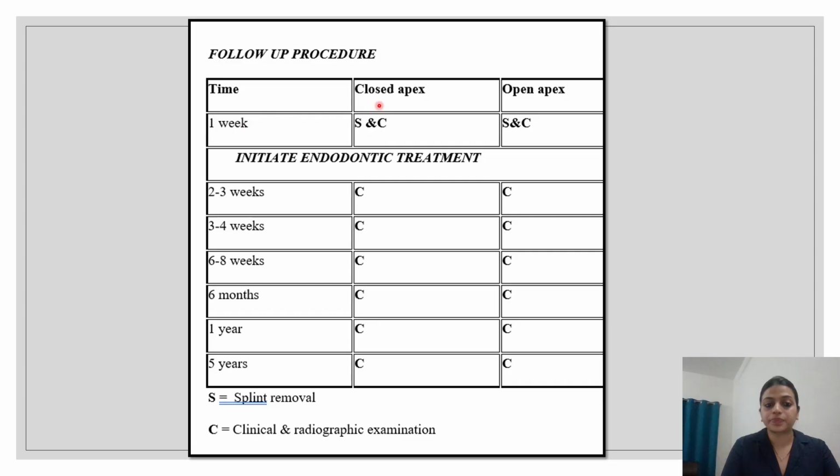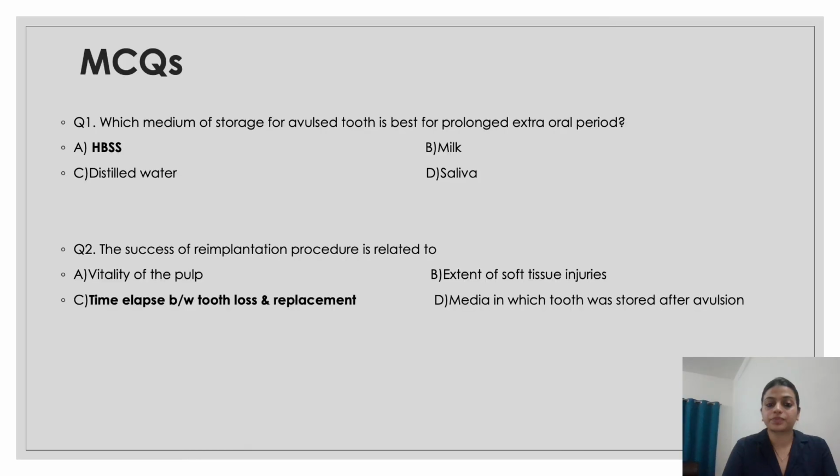Okay, after 1 week, splint removal and clinical radiographic examination, both for closed and open apex cases. And after 2 to 3 weeks, patient has to be recalled, clinical and radiographic examinations to be done. After 3 to 4 weeks, again after 6 to 8 weeks, again after 6 months, up to 5 years, the patient is to be followed up in such cases, because the prognosis is very uncertain and complications can result.